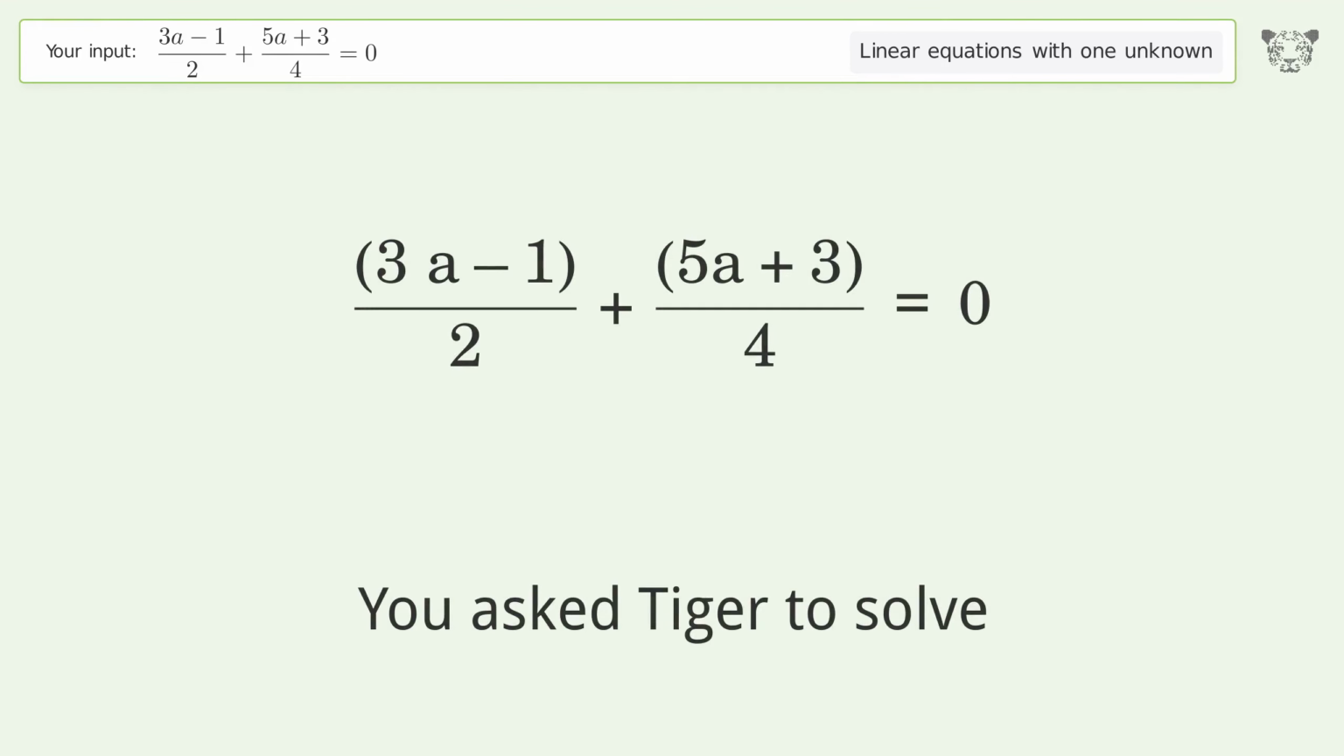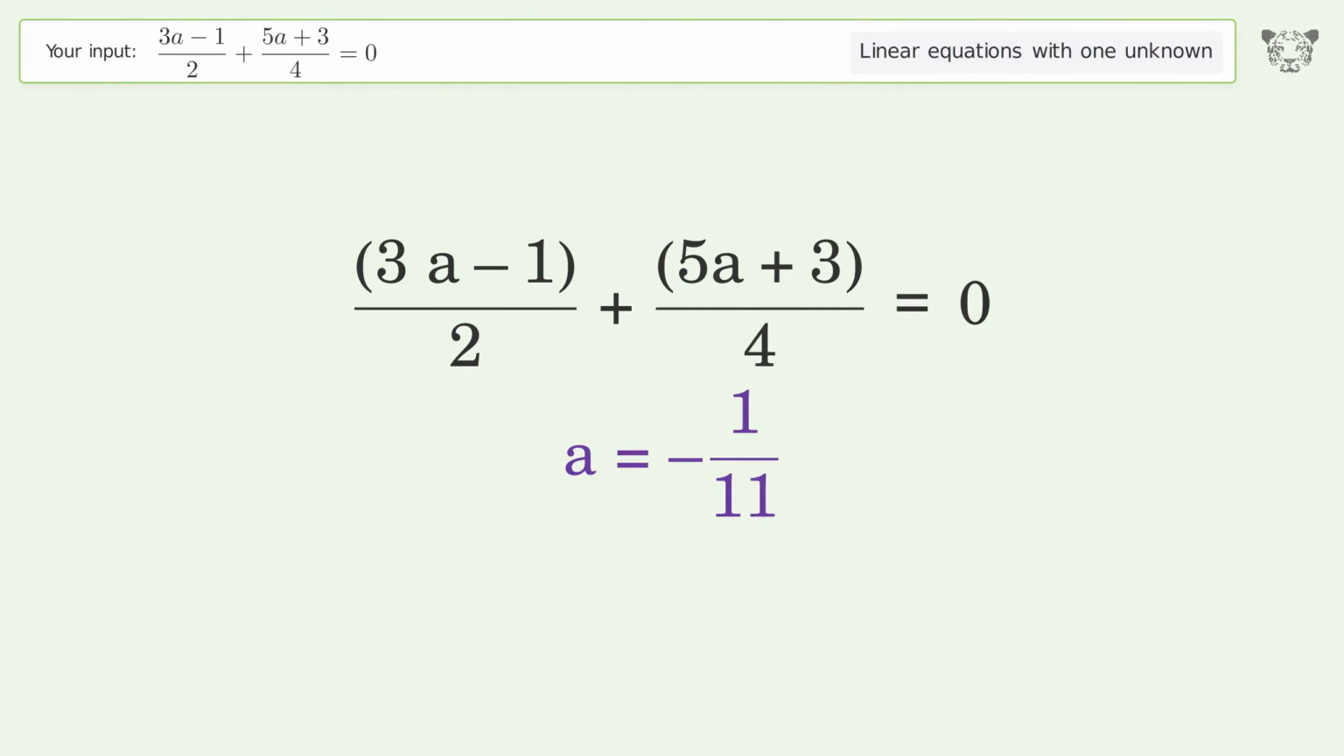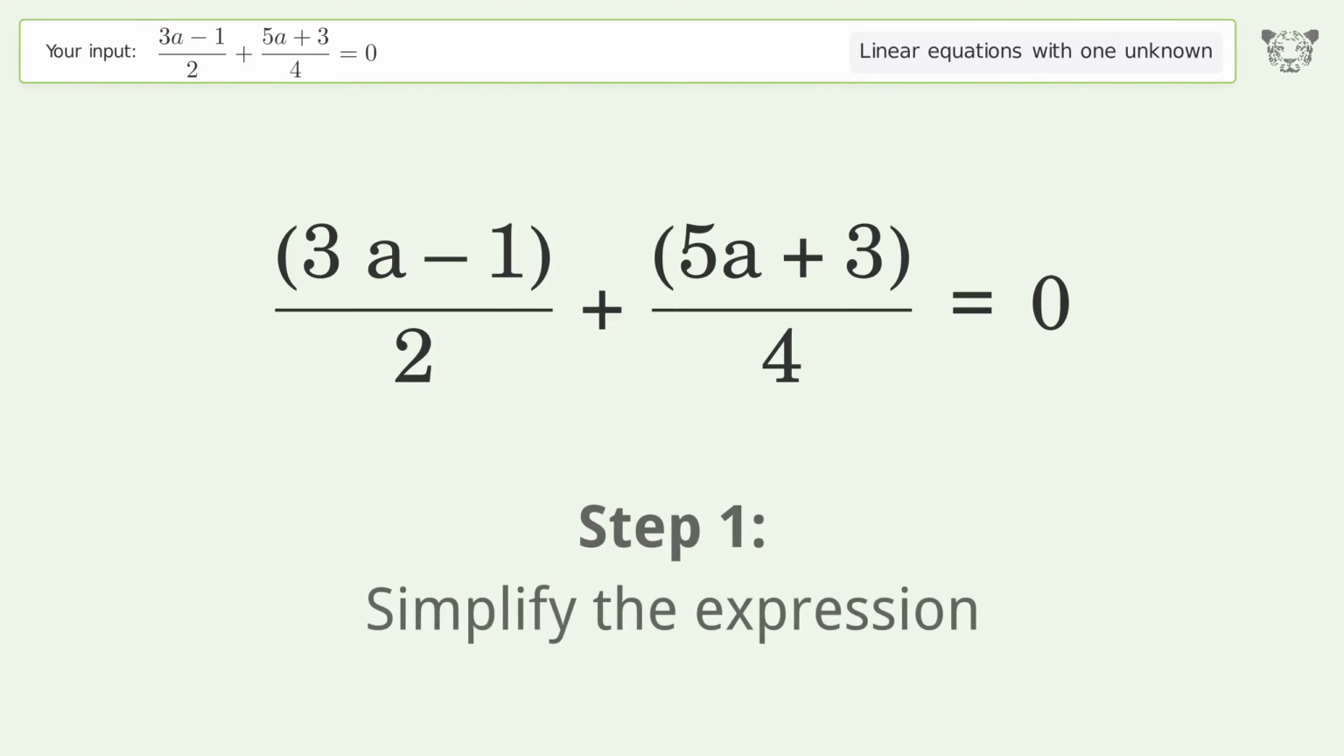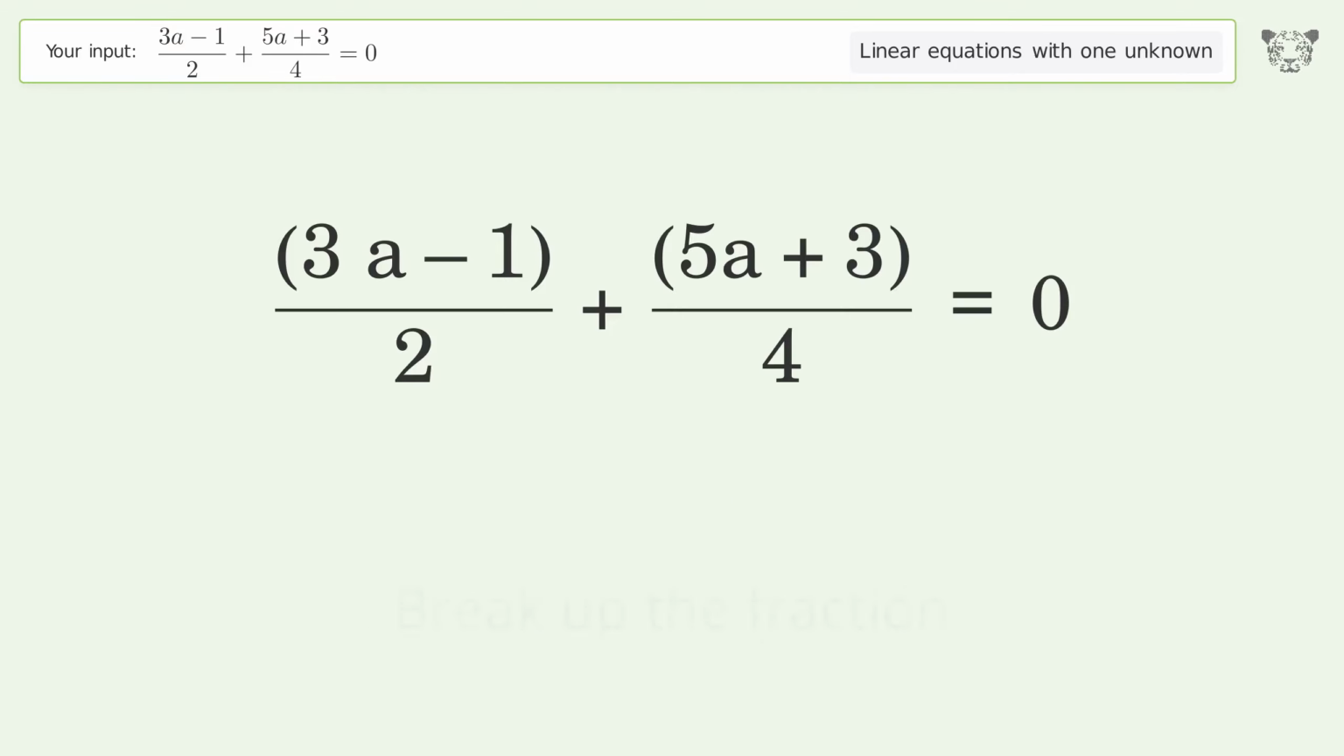You ask Tiger to solve this. This deals with linear equations with one unknown. The final result is a equals -1/11. Let's solve it step by step. Simplify the expression. Break up the fraction.